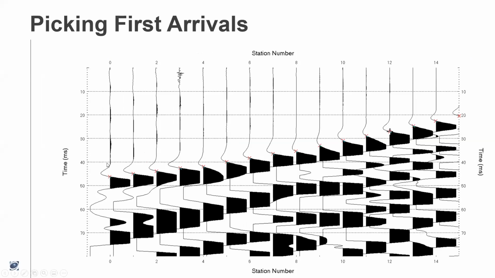So some people will pick the first motion, so you would pick here. However, the first motion, which is usually in the negative direction, tends to get swamped out by noise. So I tend to prefer to pick the first motion in the positive direction. So I will pick the crossover time between negative and positive, so I'll pick here.